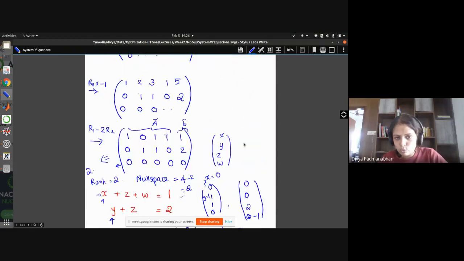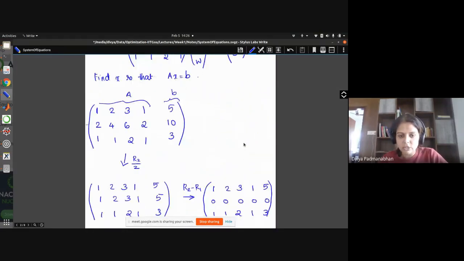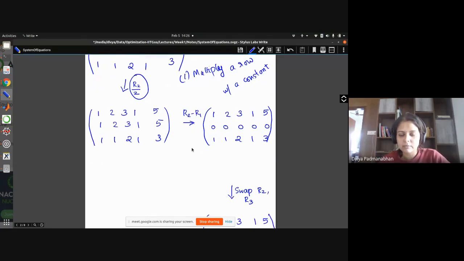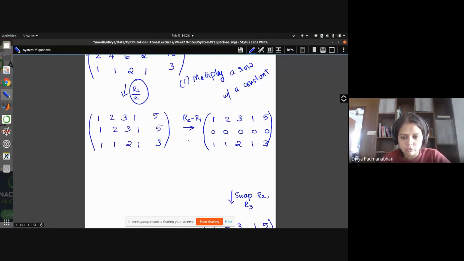So what all did we do? We did a multiplication, multiplying a row with a constant. So this is one operation you did. Then the second thing you did was doing some additions of rows, or in fact, you could also do any linear combinations of rows.